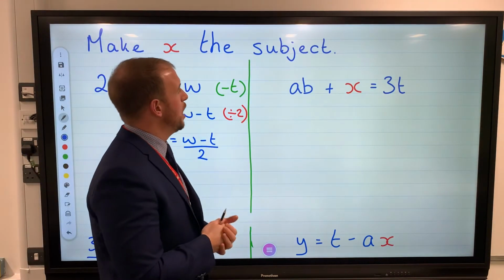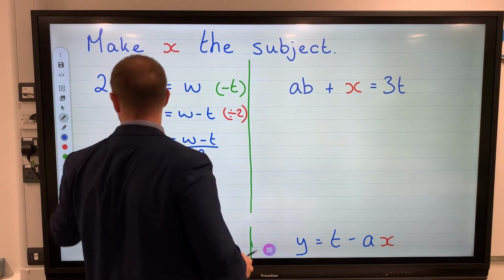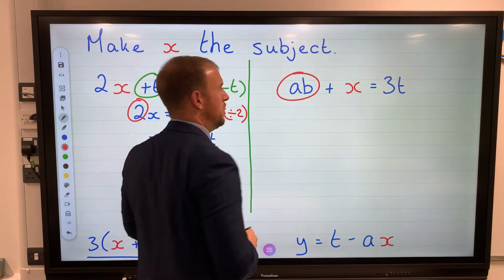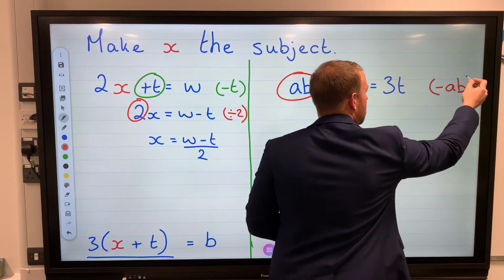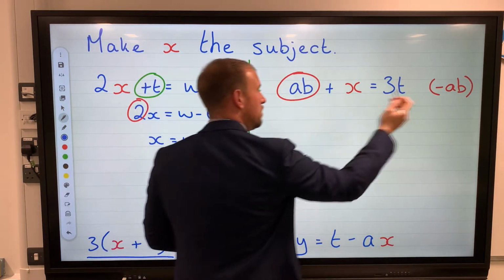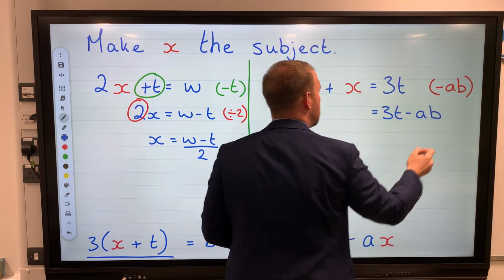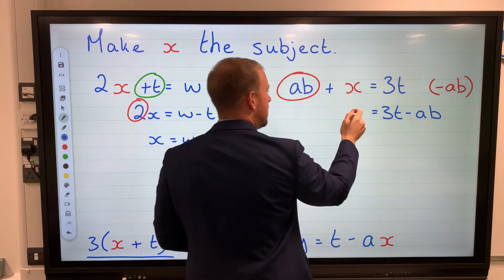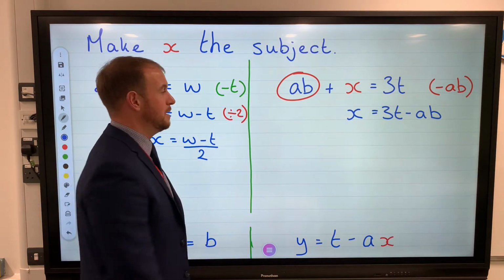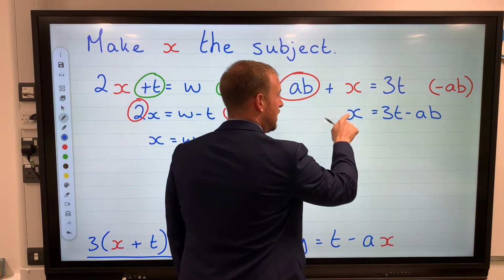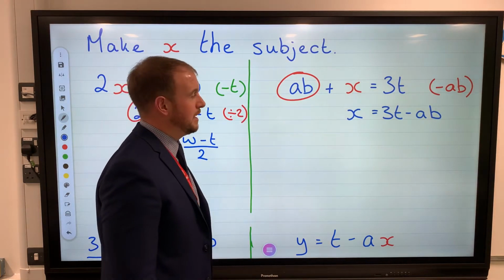Over here, we need to make x the subject. So to get this by itself, I need to eliminate this ab over here. And the way to eliminate that will be to subtract ab. So then on the right hand side, I'm going to have 3t take away ab. But if I've eliminated this, that means I have x by itself, which is what I was trying to do to make it the subject. It is now the subject, so the value of x equals 3 lots of t take away a times b.